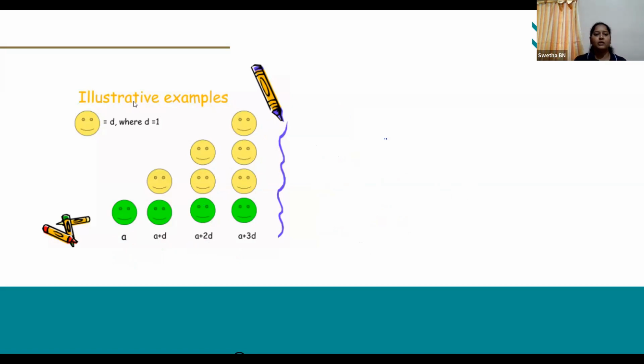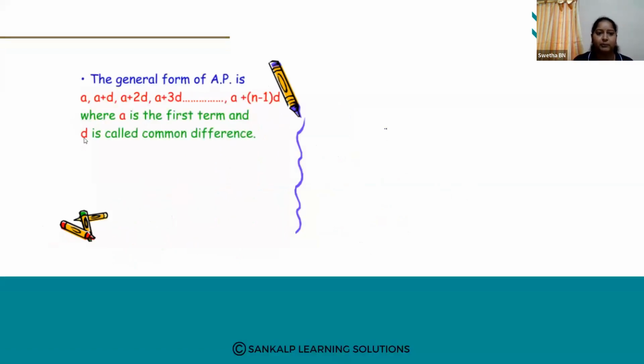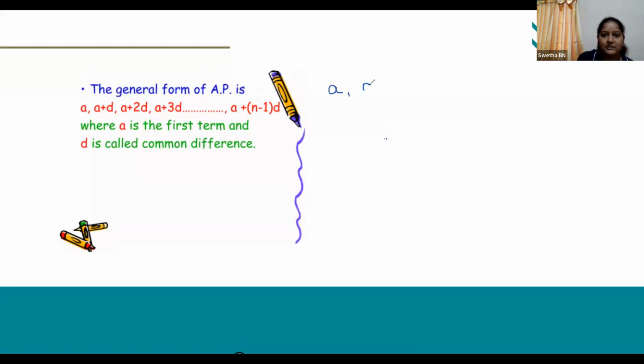Next one. So what is the general form of AP? A, A plus D, A plus 2D, A plus 3D. How can you write this? The first term is called A, the second term is A plus D, the third term is A plus 2D, the fourth term is A plus 3D, and so on.